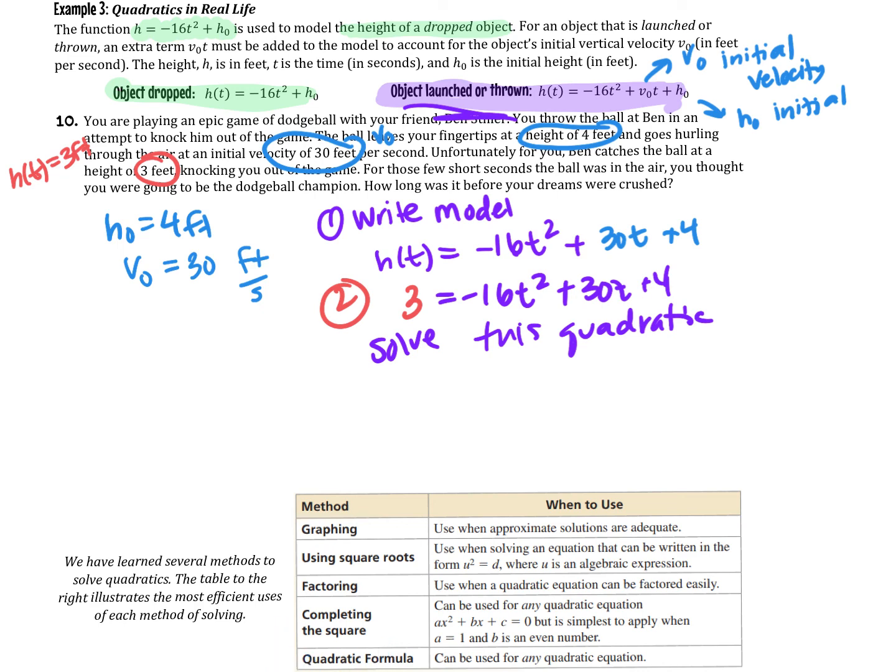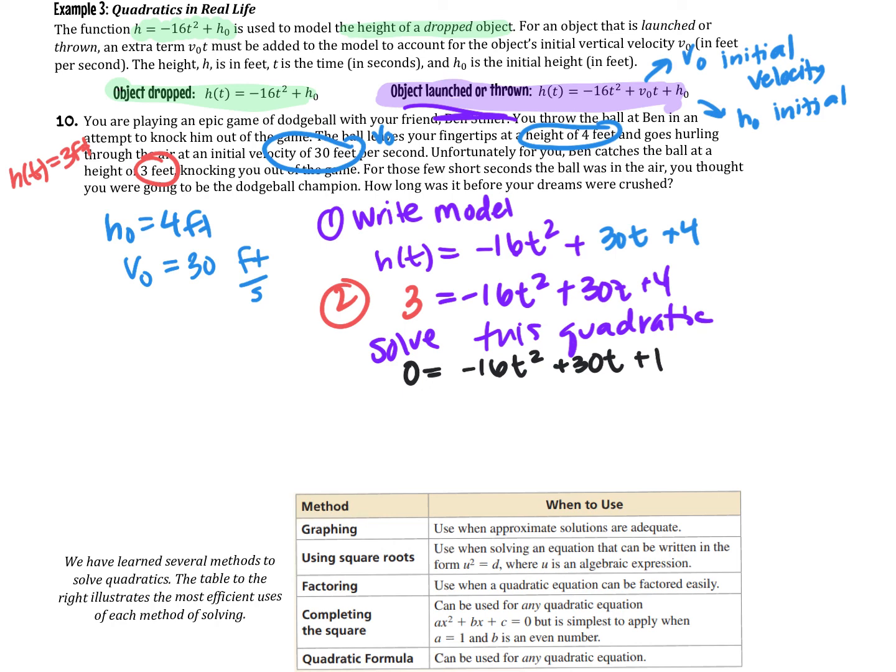This particular problem, I think with this big of numbers, I'm not going to be able to tell right away if it factors. I'm going to solve using the quadratic formula. So I'm going to move my 3 to the other side. So -16t squared plus 30t, 4 minus 3 is going to give me plus 1. And now I'm going to solve using the quadratic formula.